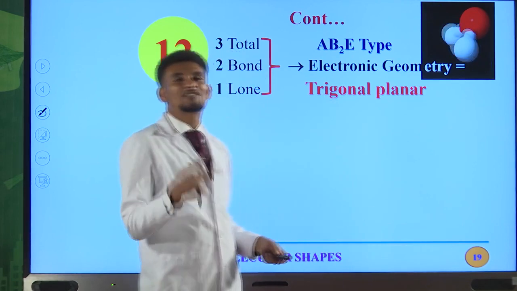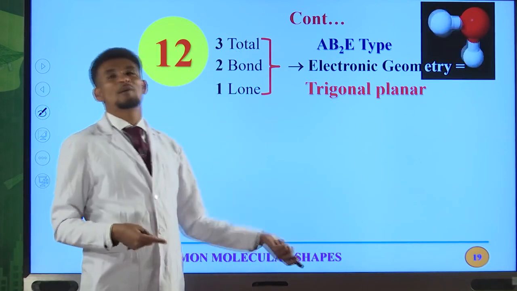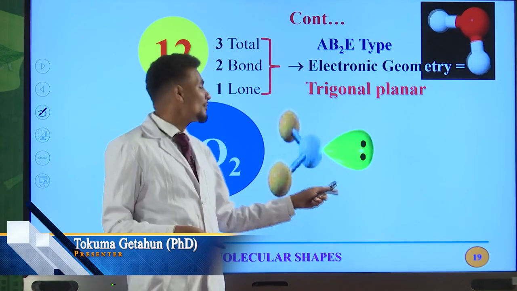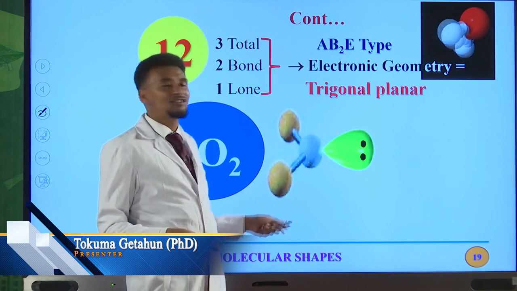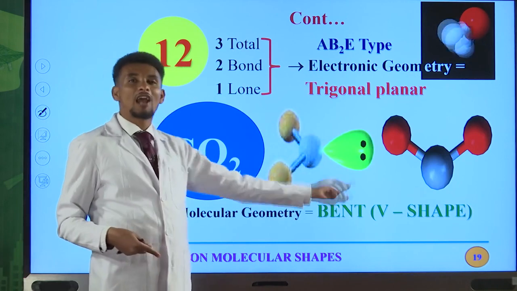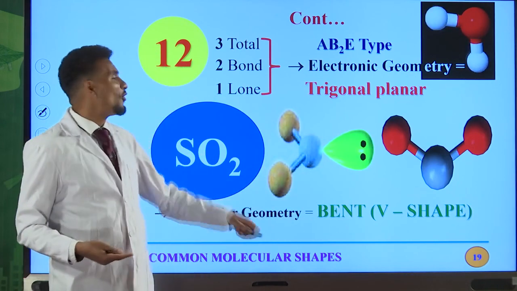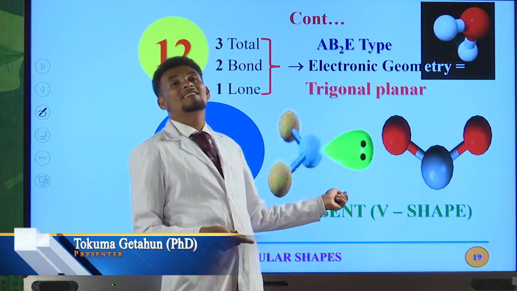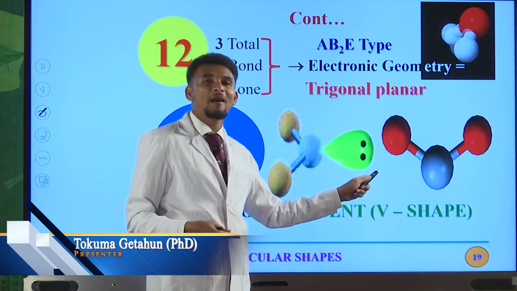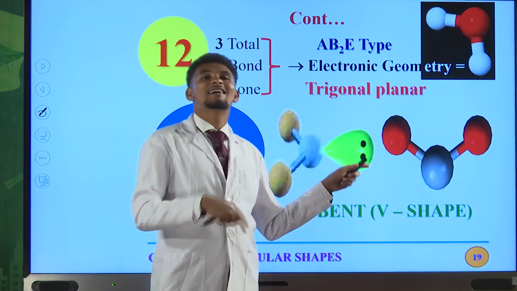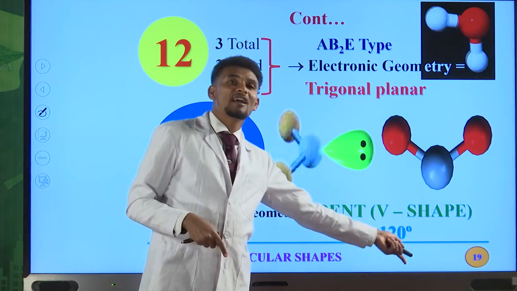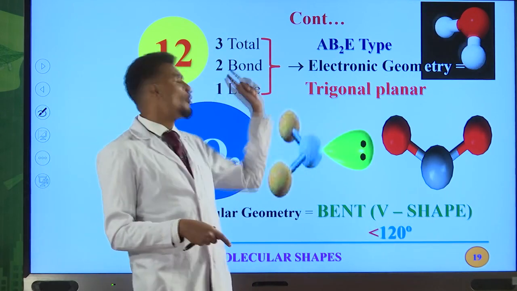What is the molecular shape? What is the molecular geometry for that type of molecule? We have 1 lone pair of electrons around the central atom and 2 bonding pairs, and their molecular geometry is bent shape or V shape. What is the bond angle for that type of molecule? Less than 120 degrees. Why? Because of the presence of the lone pair. It decreases the bond angle from 120 degrees. So less than 120 degrees is the bond angle for that type of molecule.